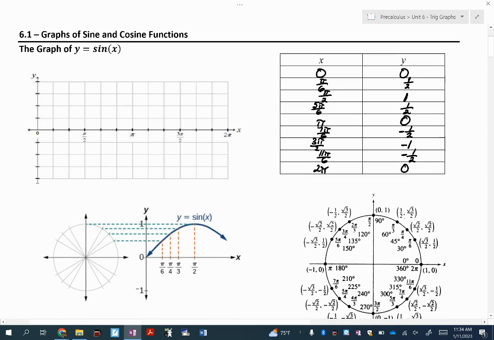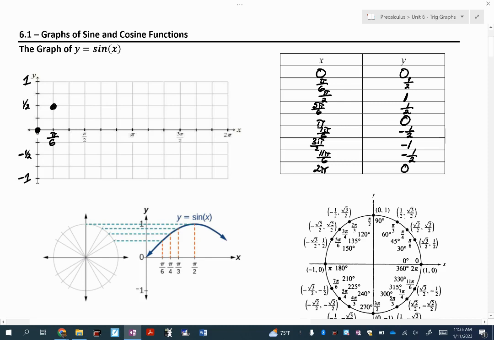A couple of things I want you to notice when you plot this. The tick marks are in radians, and each tick mark is actually pi over 6 radians. So you can count every time you see a tick mark, that's 1 pi over 6. All right, so the sine of 0 is 0. The sine of pi over 6 is 1/2.